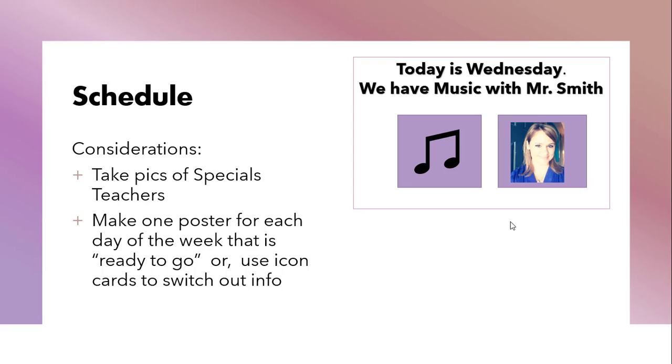The schedule itself, we ended up making one color for each day of the week. It just makes it really easy. And so they're already programmed that today is Wednesday. We have music with Mr. Smith. And having the icon or the picture of the teacher makes it really nice because they're learning their names too. Now, that's one way you can do it. But then, like I mentioned, you can also do it with a pocket chart or something like that. But we just found it was really easy to have it already pre-made and then just have the kid pull out today's special schedule.